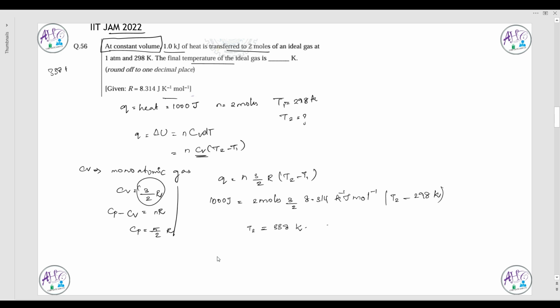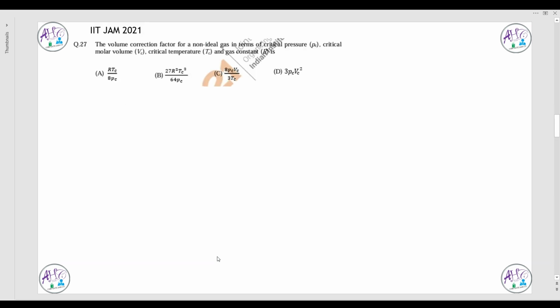So exact on the neck to neck answer 338 to 338.2 is the correct answer. Okay. Next question. This is from IIT Jam 2021. This is a bit tricky question. In the question you need to know the formulas for the critical pressure, critical molar volume and critical temperature. So if you know the formula, you can solve.